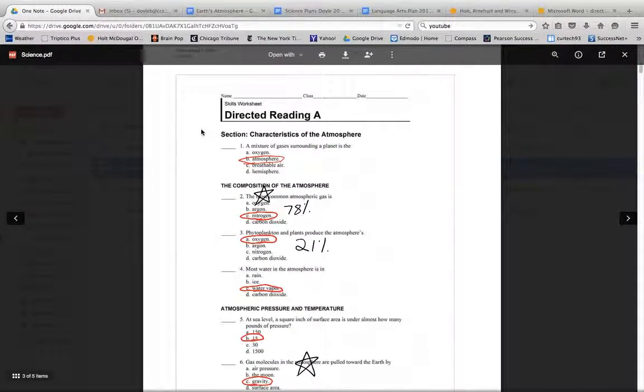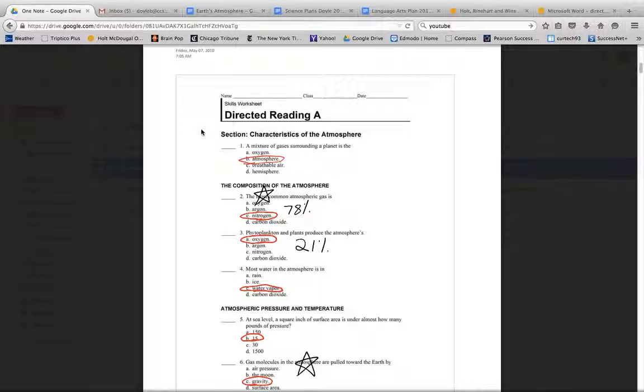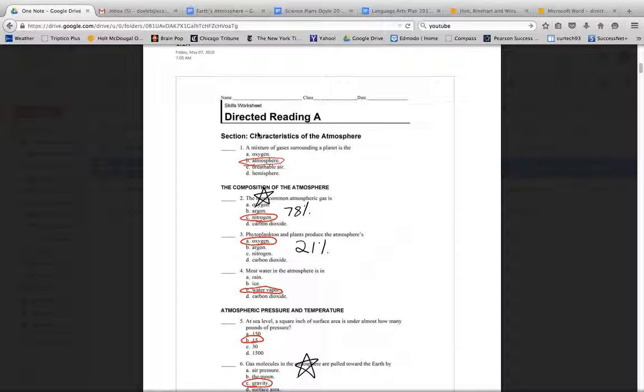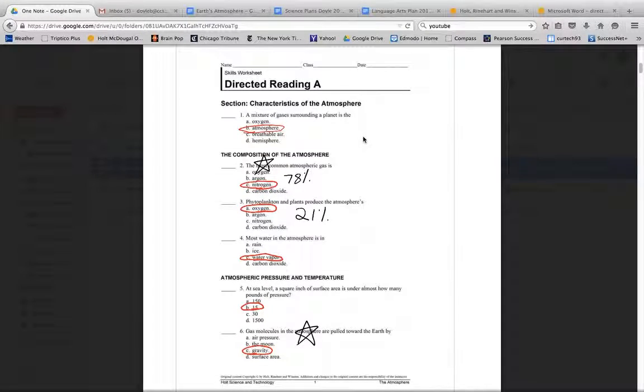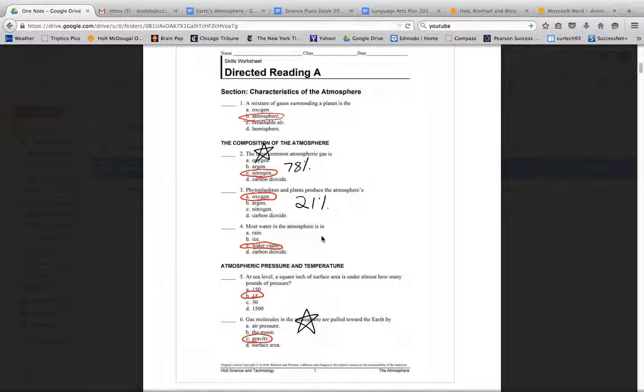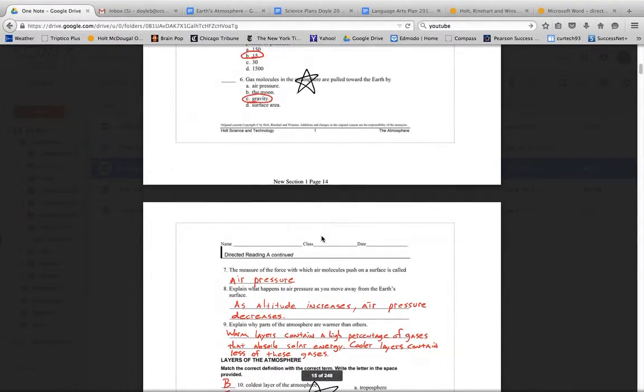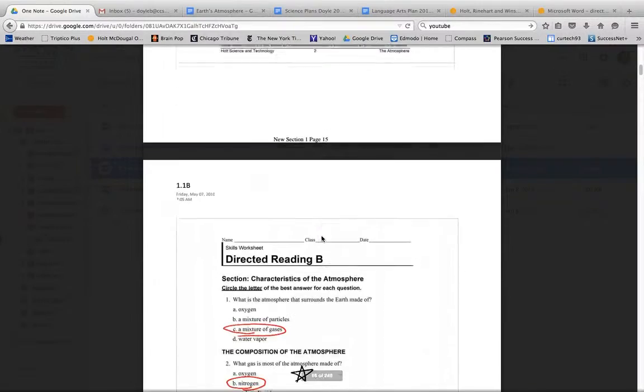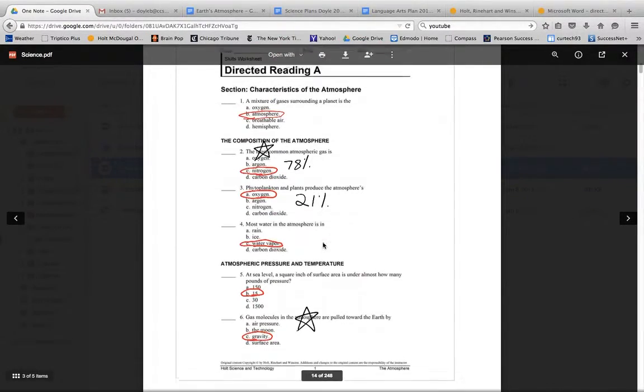All right, these are the correct answers for directed reading A on Chapter 1, Section 1 of the Weather and Climate textbook, section titled Characteristics of the Atmosphere. So as you're going through this, make sure that you are marking each question, whether it was right or wrong. You can put a star or a smiley face if it's right, and if it's wrong, make sure you write in the correct answer. Also, any notes that you want to add to your DR, please do that, and I'll be taking a look at the notes you included too.